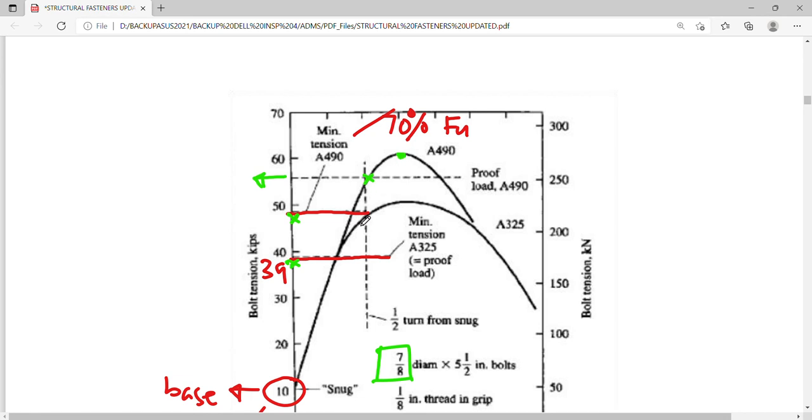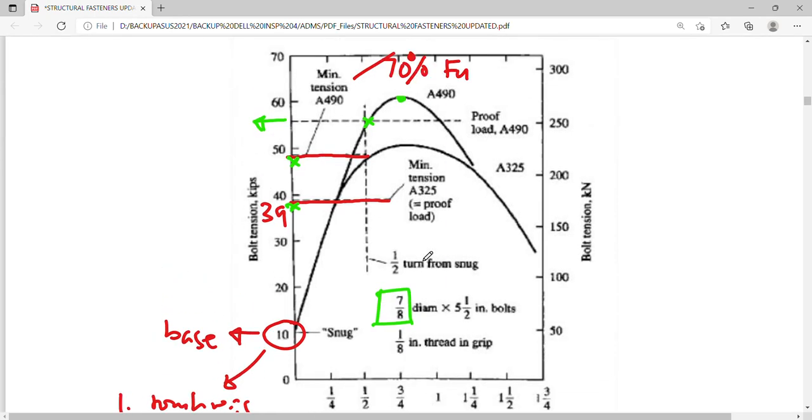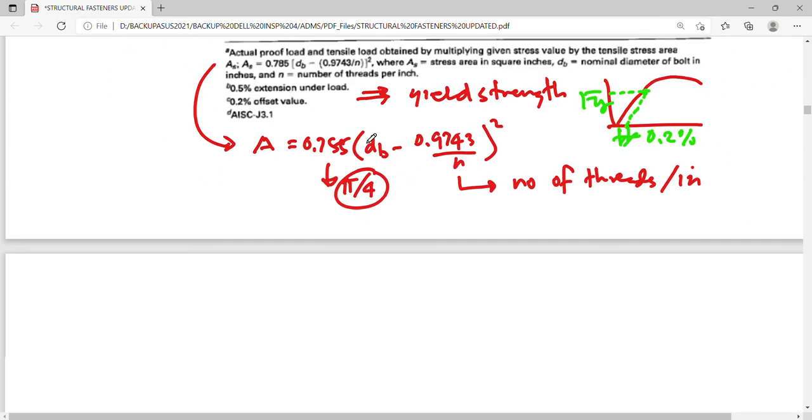So naglagay lang sila ng konting allowance dito, pero dito halos parehas siya, no? So it will actually be very, very near, or when you use an A325 bolt, very dangerous when you use a higher tensile strength bolt such as an A490.